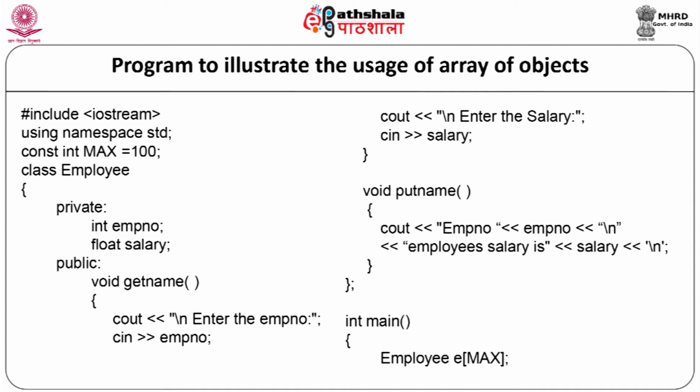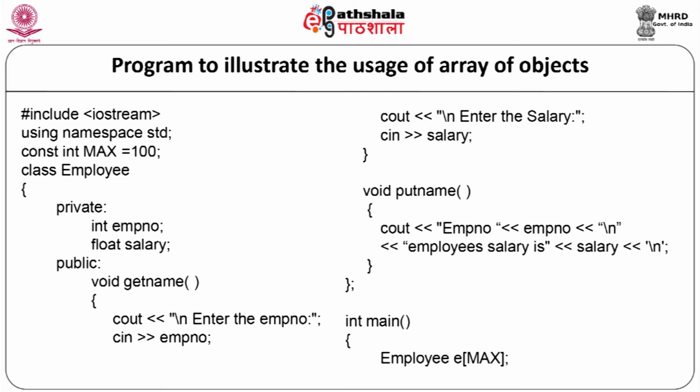We are declaring the class here as class Employee. Private data members are integer employee number and float salary. In the public section, we are defining the member functions as void getname: cout "enter the employee number", cin employee number, cout "enter the salary", cin salary, and the function will end.